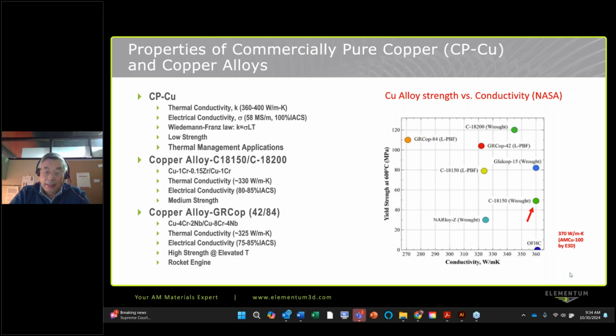This alloy has high conductivity and also maintains its high strength at high temperatures, and is used for rocket engines, for example. And there is an intermediate grade, like copper chromium or copper chromium zirconium alloy, which has a medium strength. And at Elementum 3D, we are focusing on those two kinds of alloys.